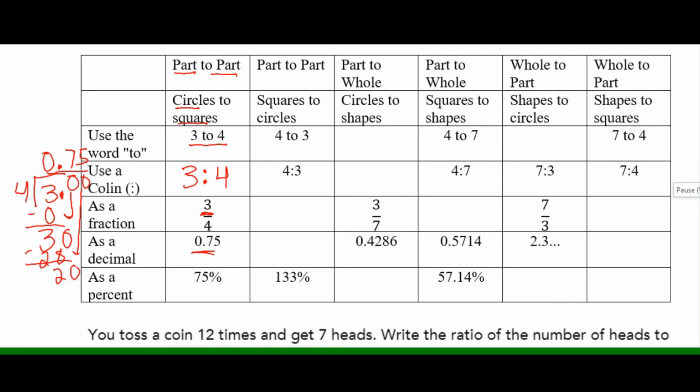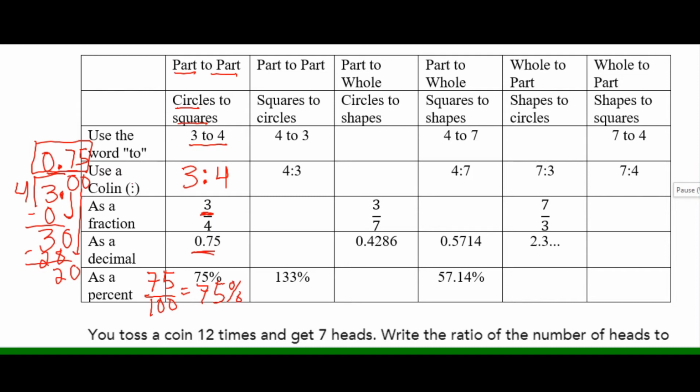And if we wanted to write that as a percent, percent is just a fancy way to write per 100. So since we have 75 hundredths, instead of writing it as a fraction, you would just write 75 percent, 75%.